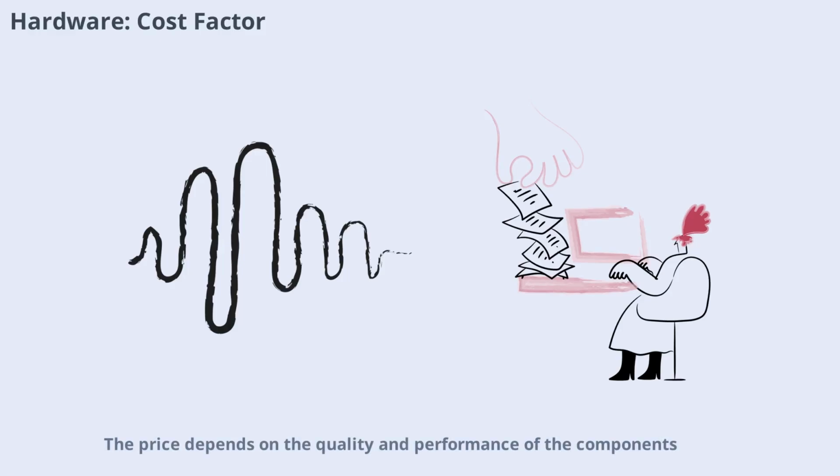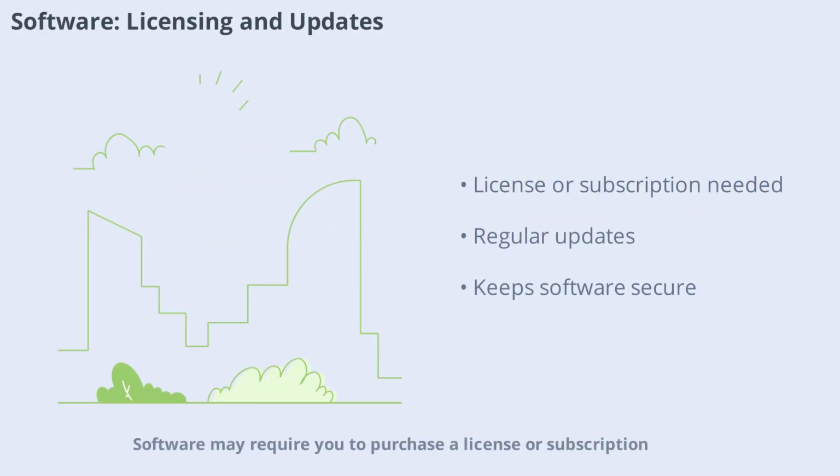The price depends on the quality and performance of the components, like a faster CPU or a larger monitor. Software may require you to purchase a license or subscription. Updates are often provided for free or as part of your subscription, ensuring your software stays current and secure.